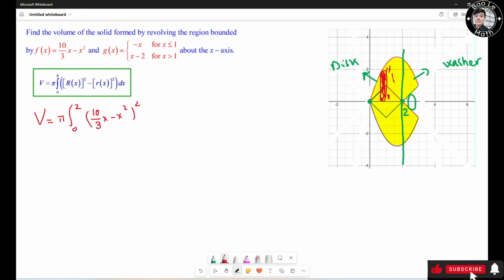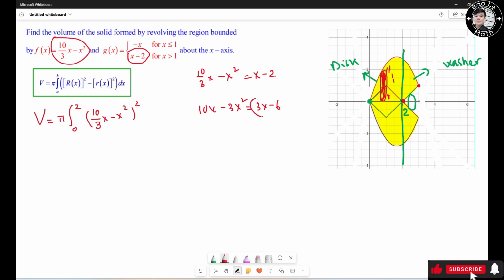For the second one right here, I need to calculate the integral from 2 to this guy right here. I need to find the intersection between s minus 2 and this guy right here. So I just let 10 over 3 s minus s squared equal s minus 2. I'm going to multiply both sides by 3, so I have 10s minus 3s squared equals 3s minus 6.